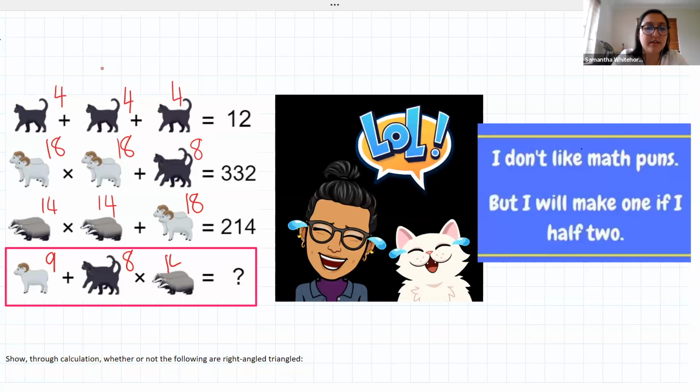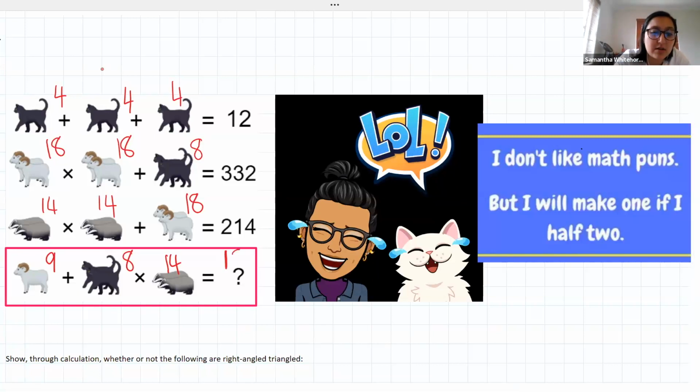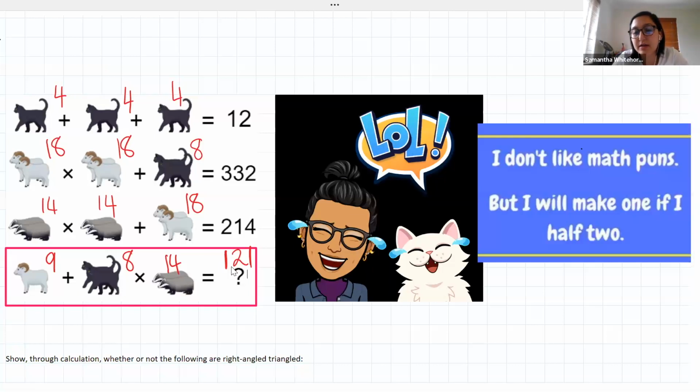Good. Well done. Okay, and guys, I really like that Nokutenda did the BODMAS at the end. So remember, it's the 2 cats, which is 8, times the 2 raccoons, which is 14. So the multiplication has to happen first, and then only do we add. And that gives us our answer of 121. Very, very nicely done.